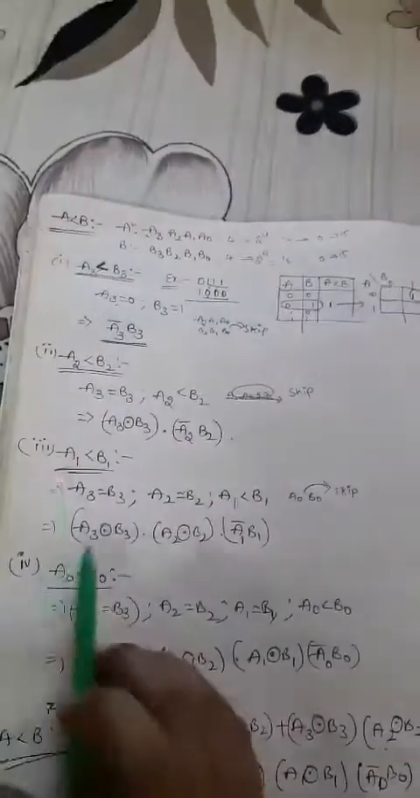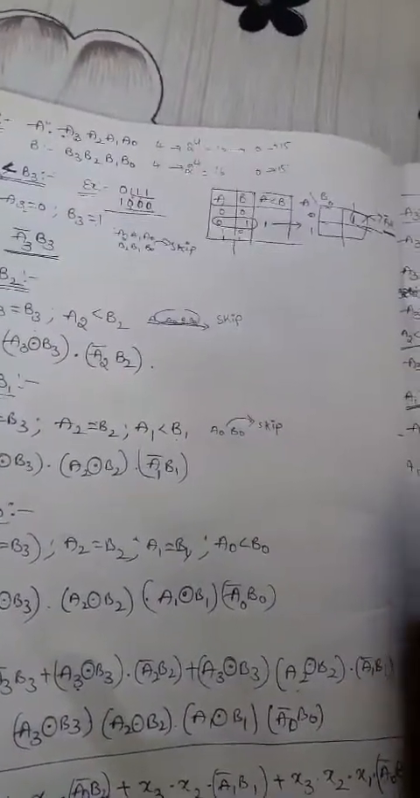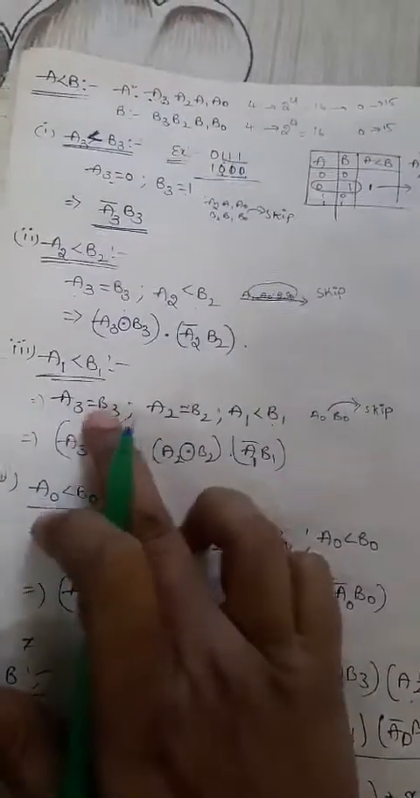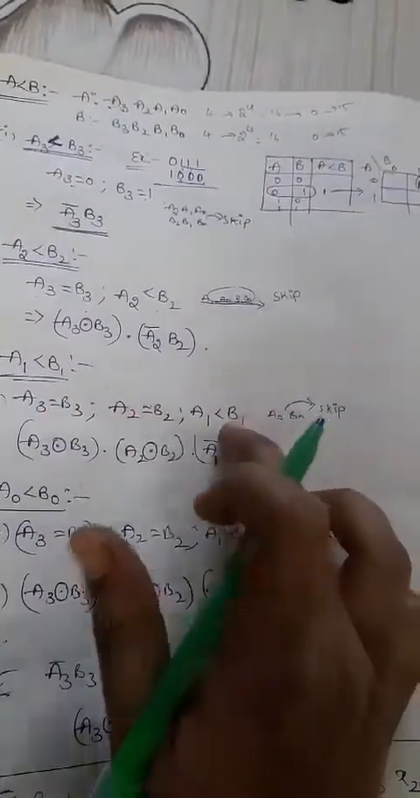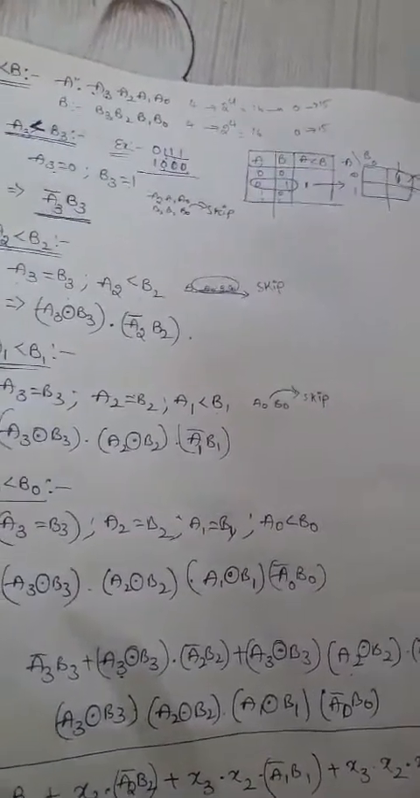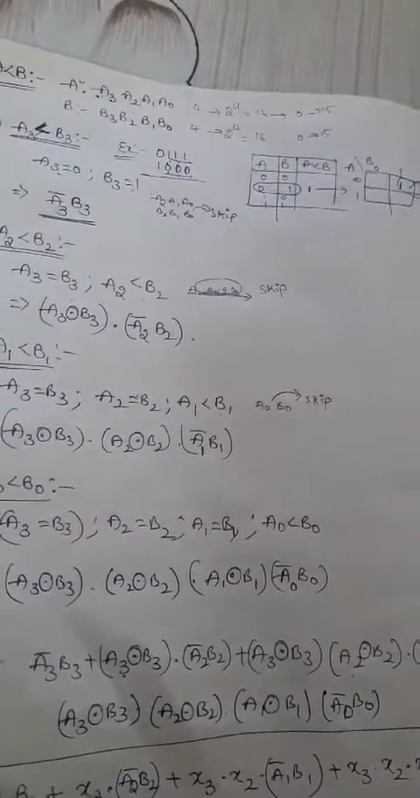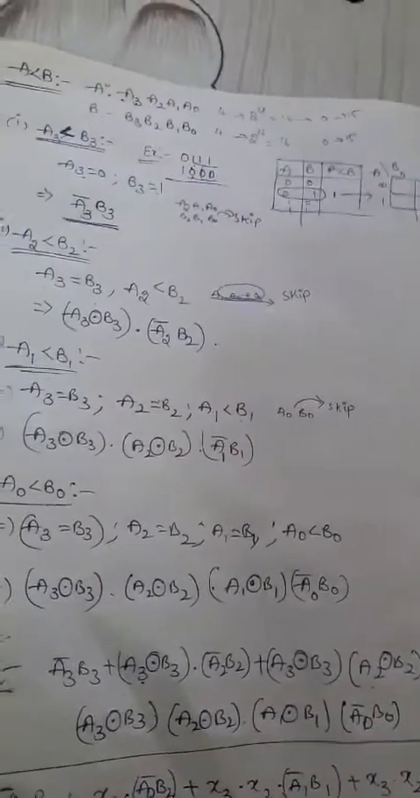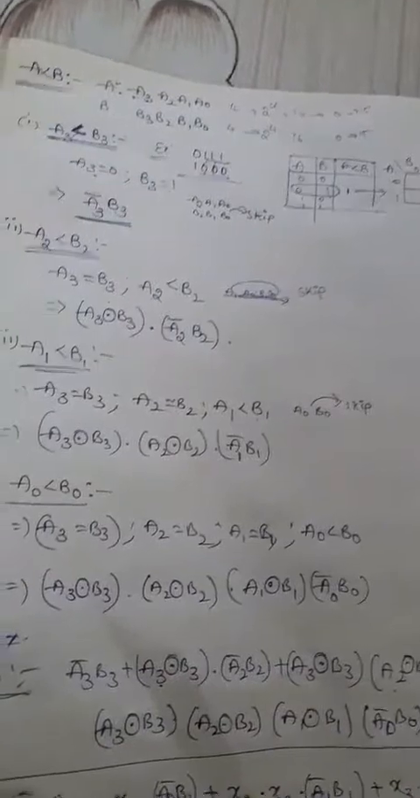Now we need to go for the less than condition for this first bit. So A1 less than B1. What is the rule we need to follow here? This will be equal, this will be equal, and this will be less than. So A3 is equal to B3, A2 is equal to B2, A1 is less than B1. What about the remaining bit, the last bit? We can skip that. Okay, so this is the case.